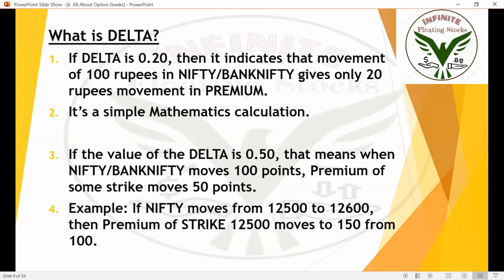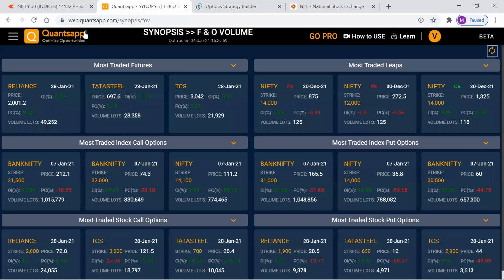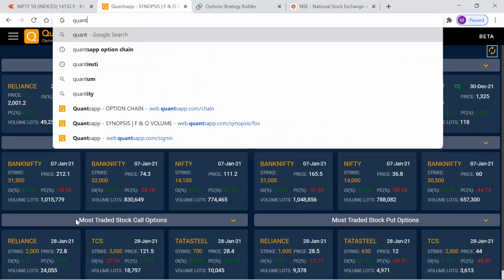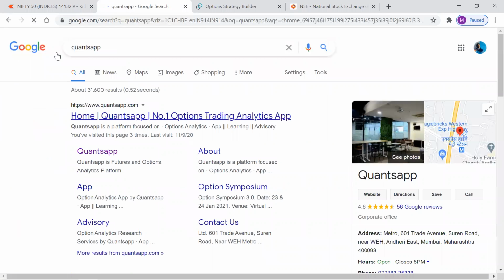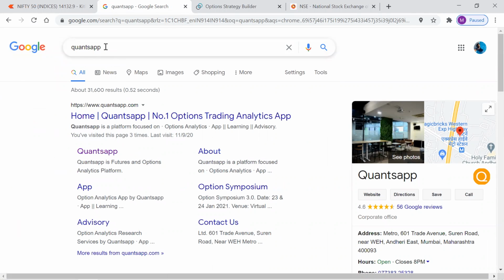To check delta, you need to go to one website. Now I'm going to show that website. So this is QuantSapp. This is the website you need to refer to check the price of delta. For that you simply go to Google and type QuantSapp, and enter. Look at the spelling, it's QUANTSAPP. Just type QuantSapp in Google. Click on enter. You'll get this first link which says Home, QuantSapp, number 1 options trading app. Click on that.